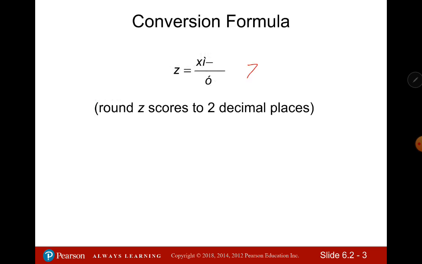The formula is not shown correctly, so I will rewrite the formula: z equals x minus mu, divided by sigma. So I think in your notes, the formula is correct. And always round your z-score to 2 decimal places, for any z-score, because in your z-table, the z-score has 2 decimal places.